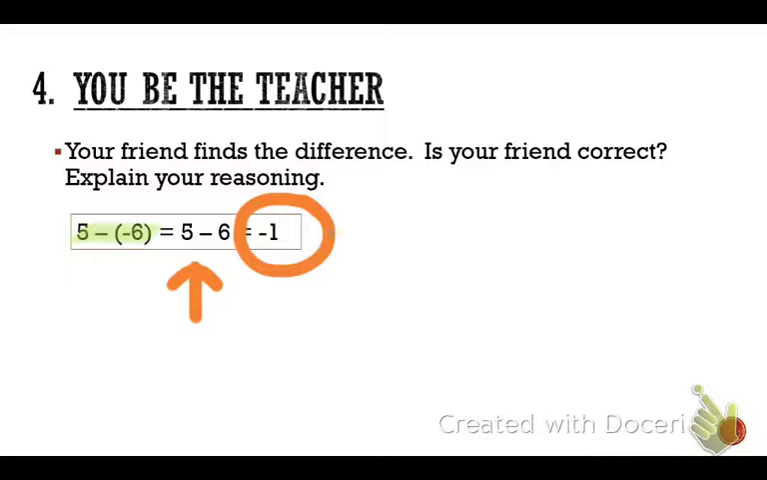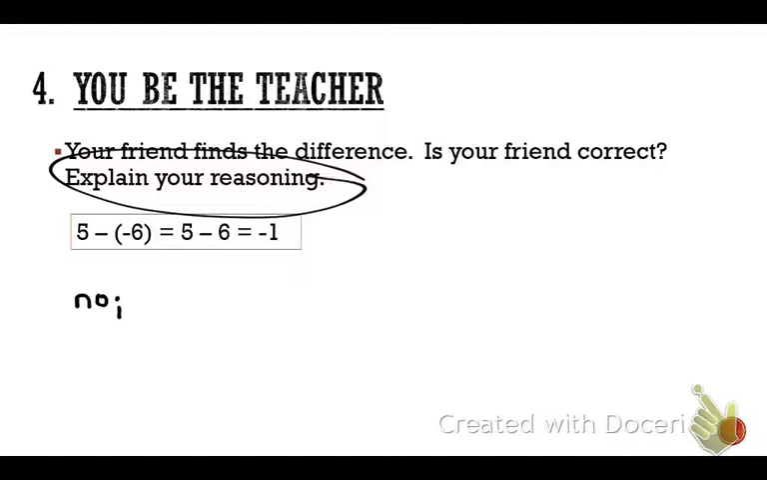Raise your hand if you think your friend is correct. Raise your hand if you think your friend is incorrect. Okay, so we've got a lot of people that have discovered your friend did not do this correct. So we're going to write down first, no, your friend is not correct. Now it goes on to say, explain your reasoning. You cannot just say, they are wrong. You've got to explain to me, what did they do that was wrong if it's incorrect?